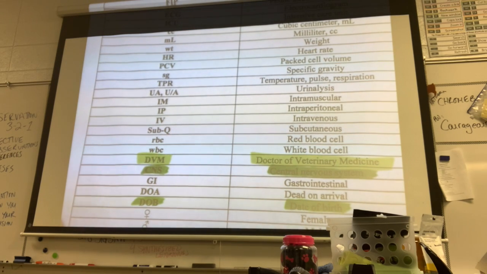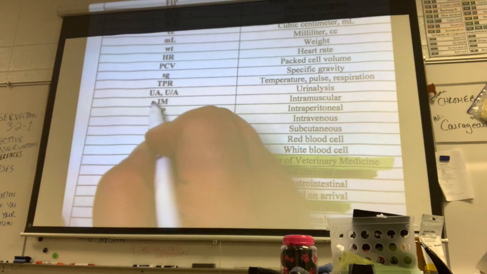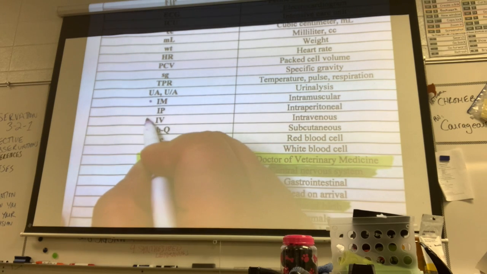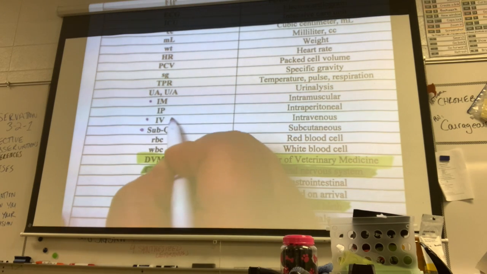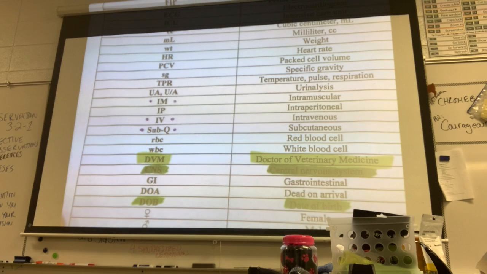When we talk about medical treatments in the hospital, and medications to go home, or even medications to be given in hospital, you hear IM, IV, and sub-Q. And these we'll talk about a little bit more later.